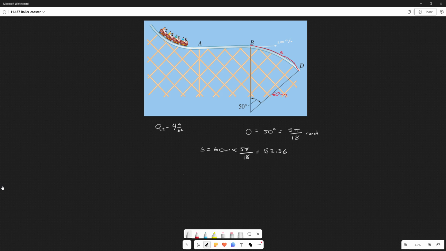We can use our basic kinematic equations to find the time it takes for the roller coaster to travel that distance. So the distance is equal to v0 t plus 1/2 a t squared. So we have 52.36 equals the initial velocity, the velocity at point B, that's 20 meters per second, times the time plus 1/2 times the acceleration, which is 4 meters per second squared, times t squared. If I bring the 52.36 over, I have 0 equals 2t squared plus 20t minus 52.36.